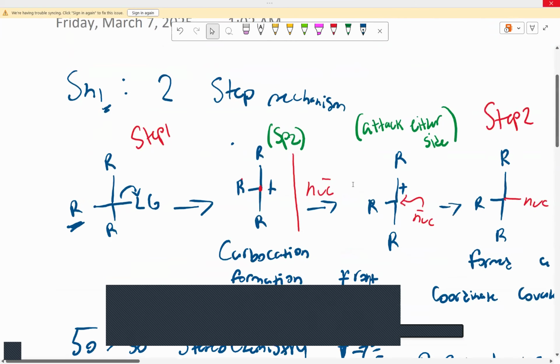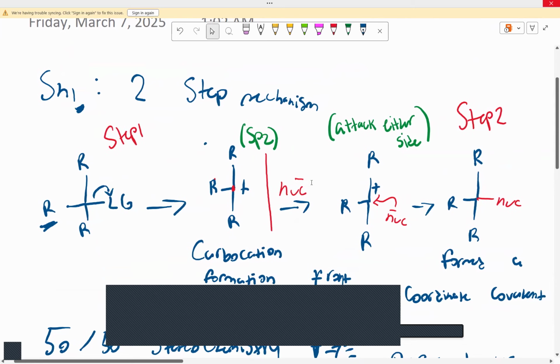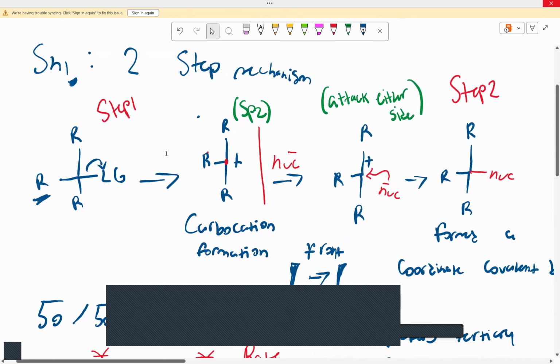First, let's go over Sn1, which is often referred to as a two-step mechanism, which can be a little confusing because it is Sn1, not Sn2, even though there's two steps, whereas Sn2 is a one-step or also known as a concerted mechanism. So I want to break down the steps for you real quick.